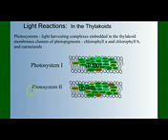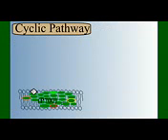Now there are two distinct pathways in the light reactions, the cyclic and the non-cyclic pathway. Let's start with the simpler pathway, the cyclic. The cyclic pathway employs photosystem 1, P700. And when light strikes an electron in photosystem 1, that electron gets boosted to a higher energy level.